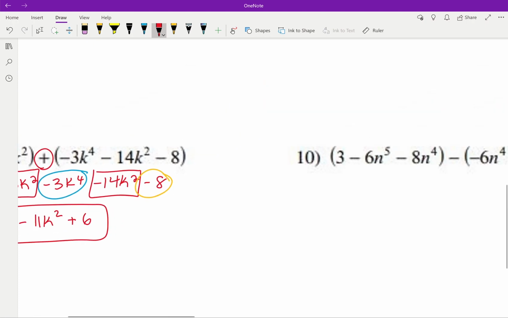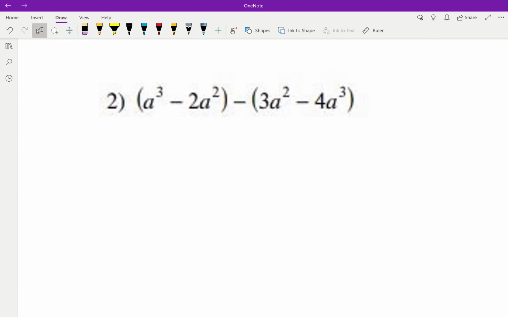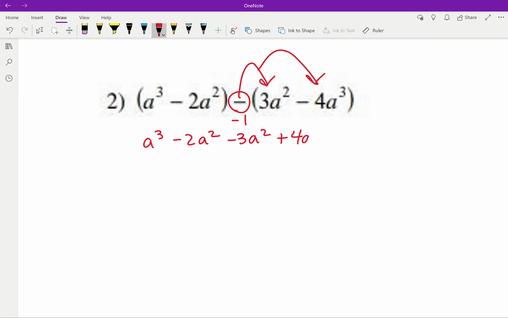Okay, so let's look at the other two examples. Right here. Notice now instead of a plus, we have a minus. So before we can get rid of the parentheses, we need to distribute that negative inside the parentheses. So remember, this negative is the same thing as a negative 1. So I have a cubed minus 2a squared, and then negative 1 times 3 is negative 3a squared, and negative 1 times negative 4 is positive 4a cubed.